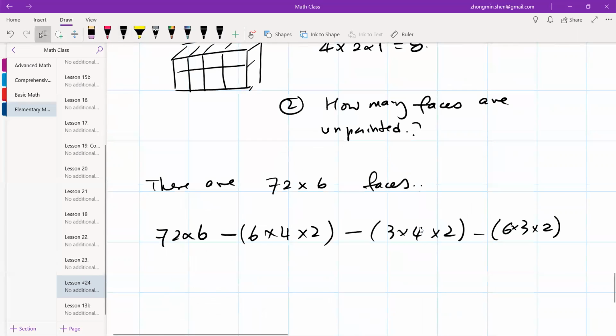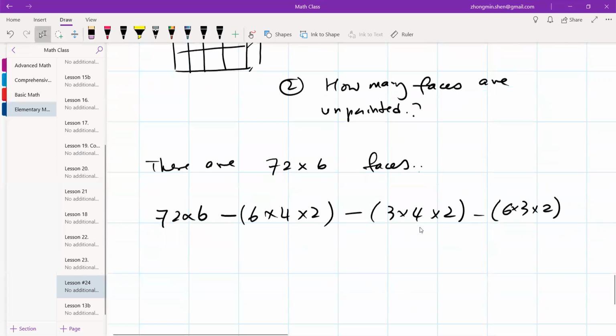So those numbers in the parentheses are the unit squares on the larger faces of the rectangular box. And those faces are painted. Okay? Then you get an answer. Okay? So this is the answer. So the number of unpainted faces is given by this.